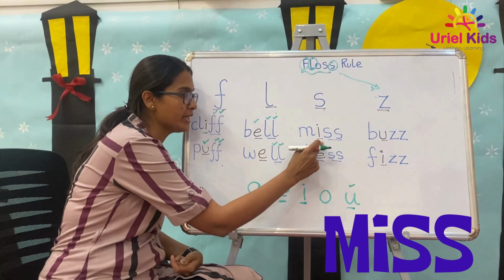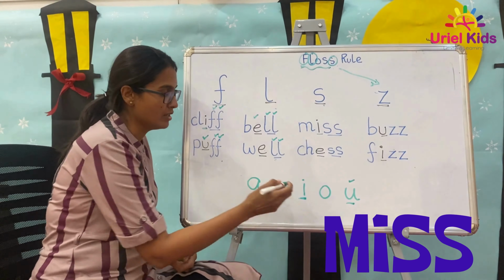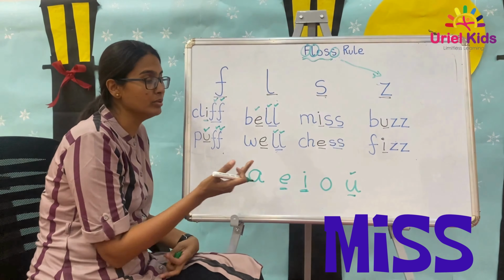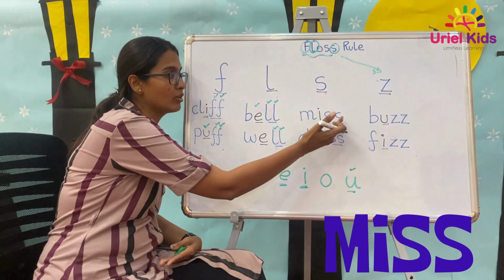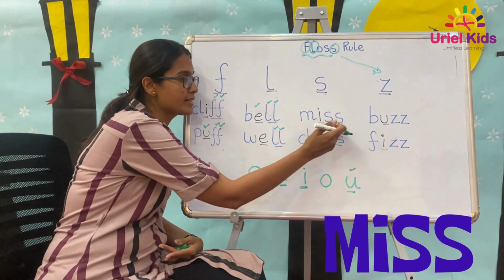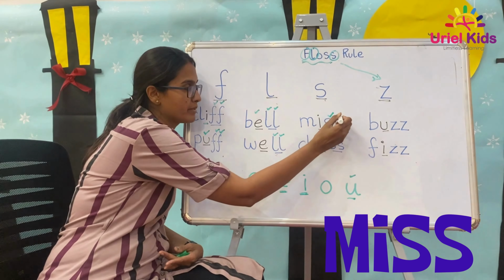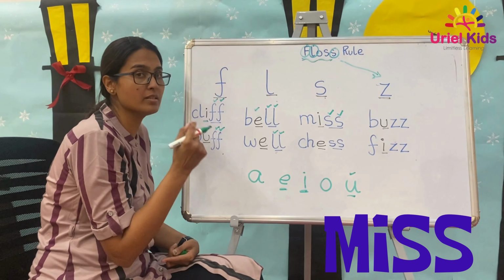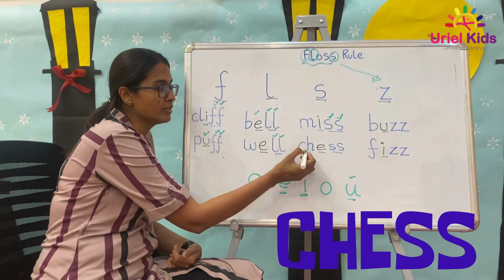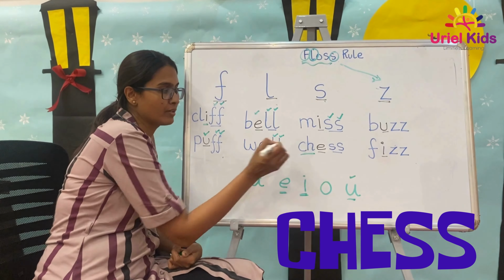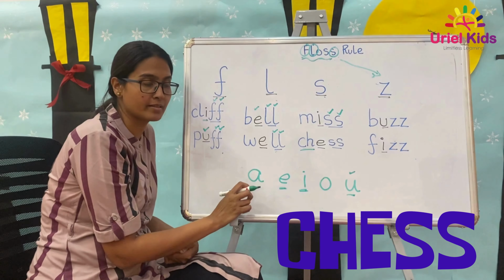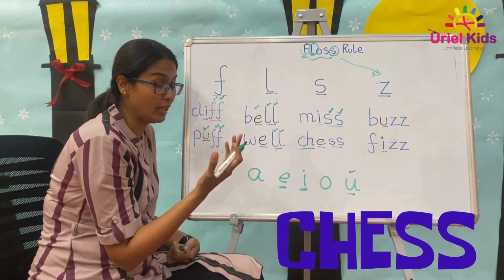M, i, s, miss. Now I hear the i sound. So what should I do? I should double the consonant s. I am writing it 2 times. This is called doubling. Doubling means writing 2 times. Now let's try reading this. Ch. It's a digraph. Ch, e, s, chess.